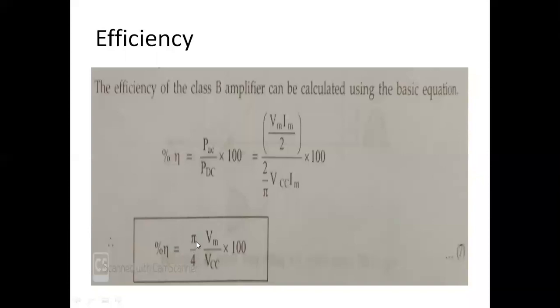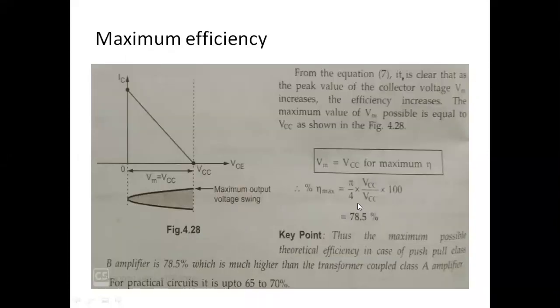Then efficiency becomes pi by 4 into VCC by VCC into 100. VCC will cancel and efficiency becomes 78.5%. So this is the maximum efficiency of the class B push-pull power amplifier. Okay. So that means when compared to class A, the efficiency of class B increases. Okay. So thank you.